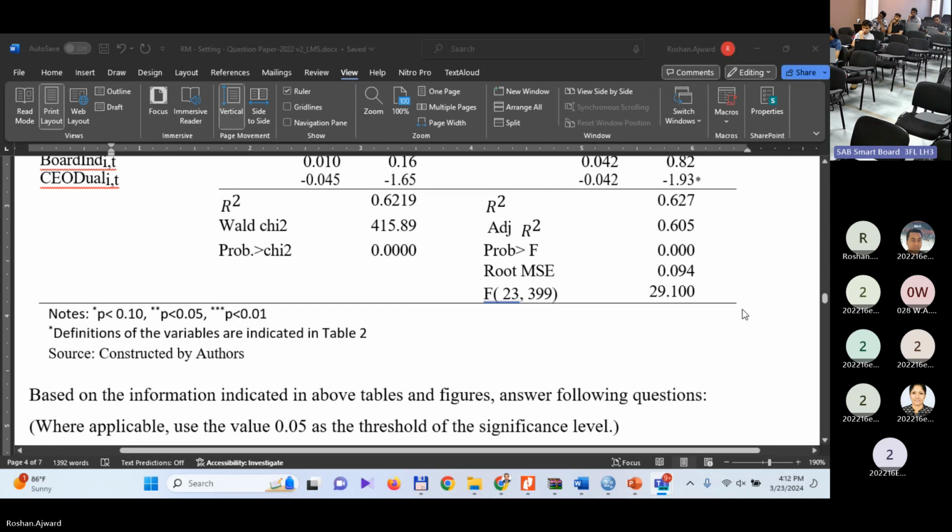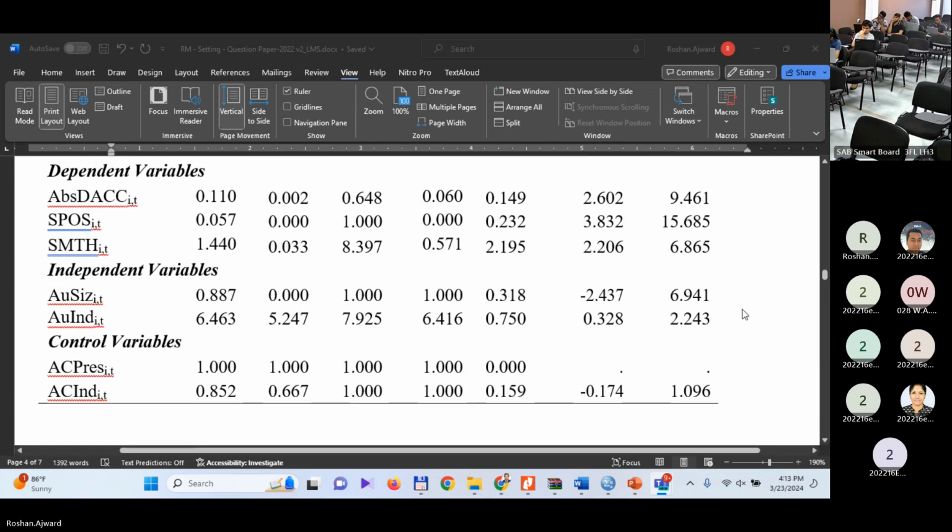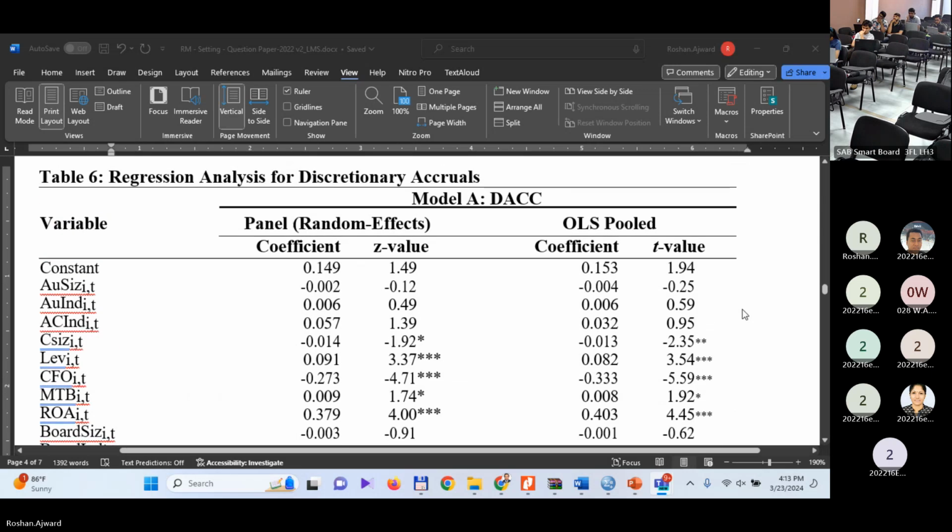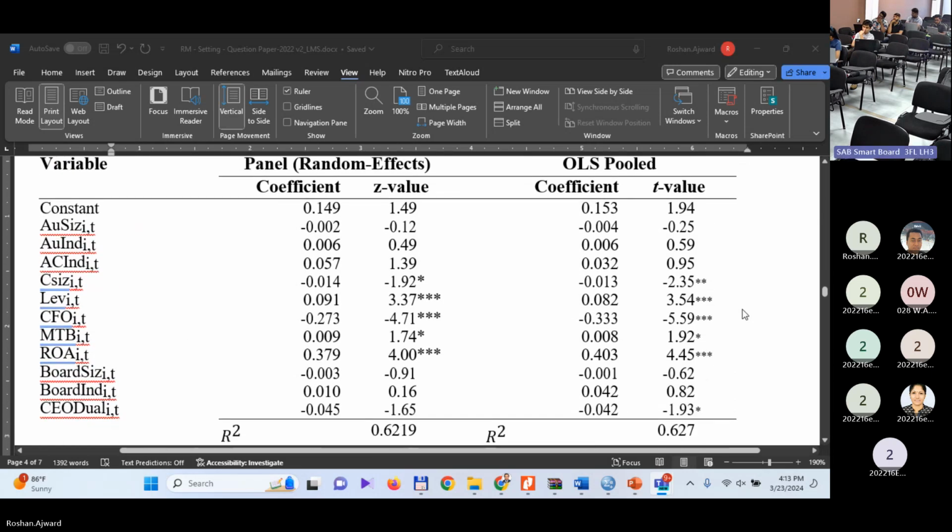So by that knowledge, now tell me, what are the significant variables? Out of all these independent and controlled variables, how many variables are there? 1, 2, 3, 4, 5, 6, 7, 8, 9, 10, 11. There are 11 variables altogether, independent and controlled. Don't worry about what controlled variables are. Out of 11 variables, what are significant?